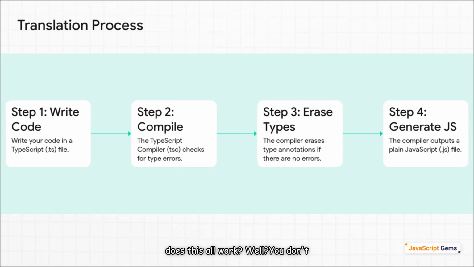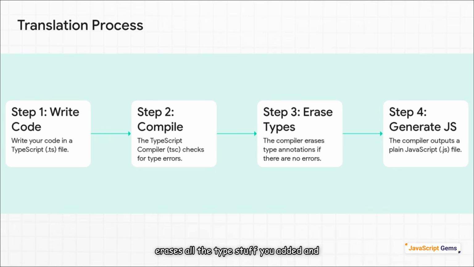So how does this all work? Well, you don't actually run TypeScript code in a browser. Instead, there's this quick little step called compilation. You write your code in a special TypeScript file, which ends in .ts. Then, the TypeScript compiler takes a look and checks for any type errors.